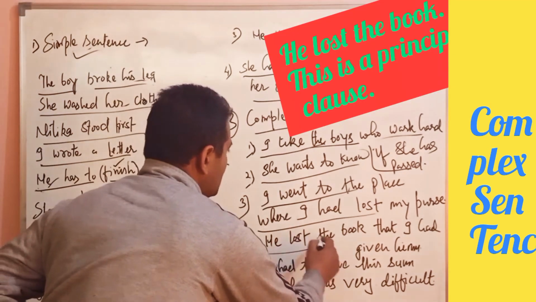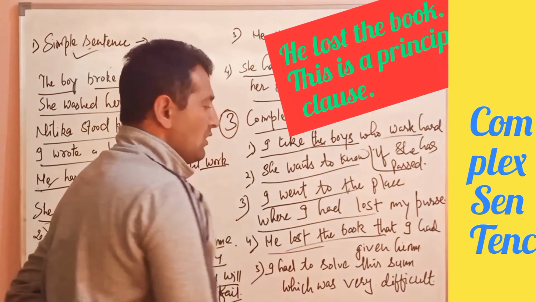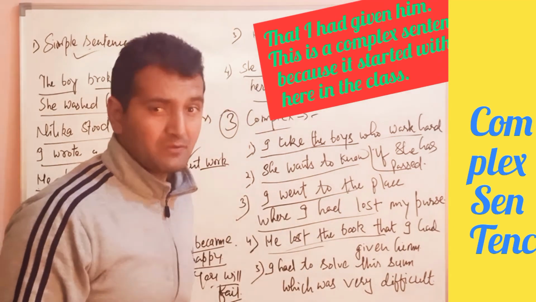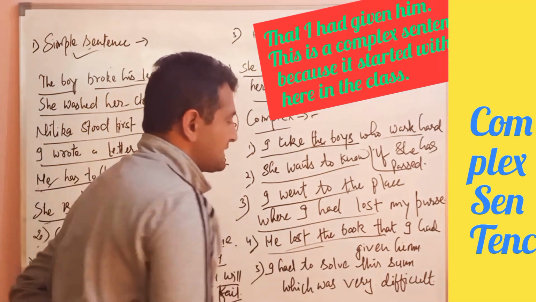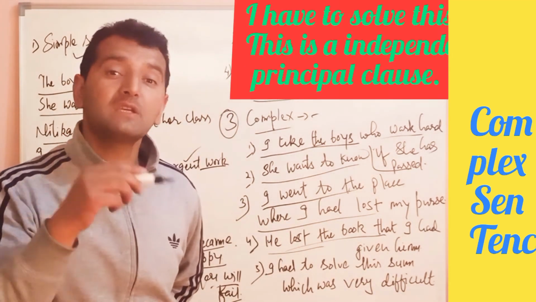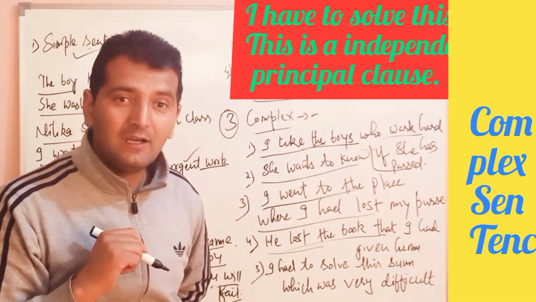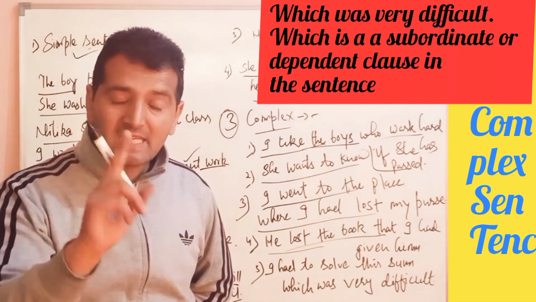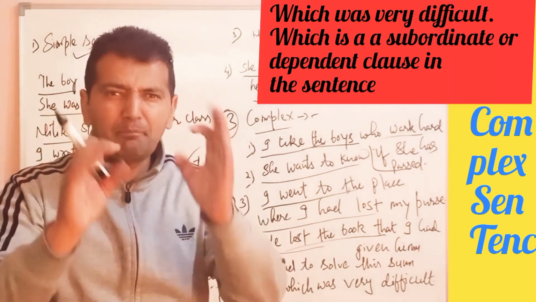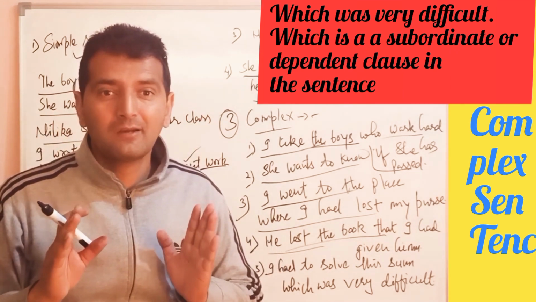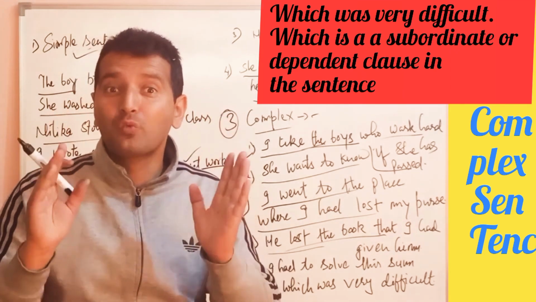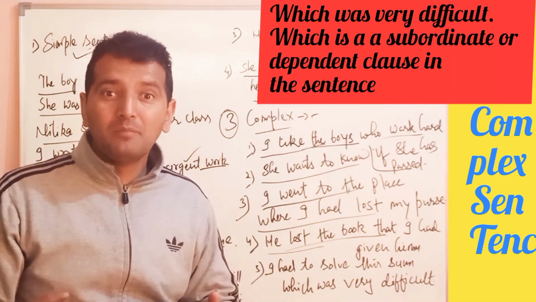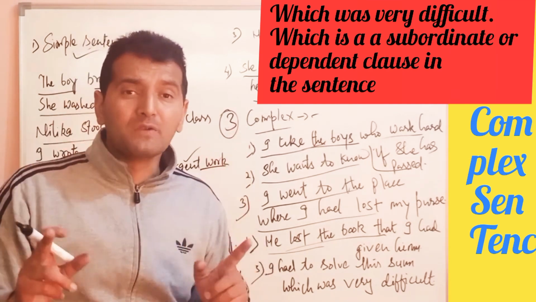Okay, he lost the book. That he lost the book is independent here. That I had given him. See, I had to solve this sum, because I had to solve this sum, which was very difficult. Which was which? In the next video, I will tell you each and everything about that. What are these? How can we use which, who, why, when, that, what, yet, however, whichever, and many more.